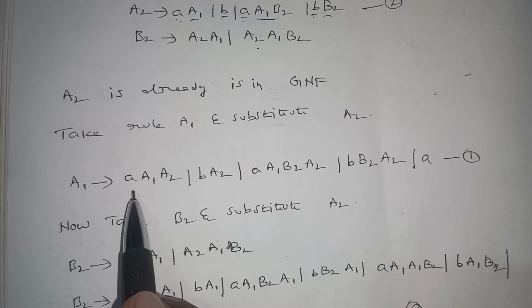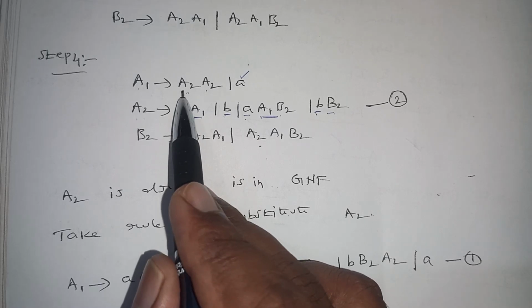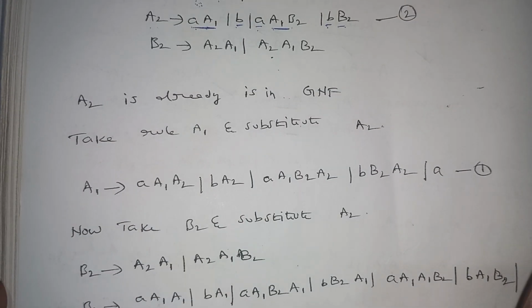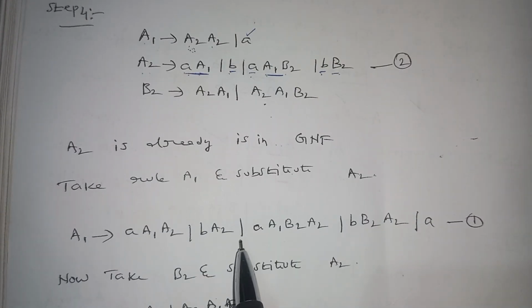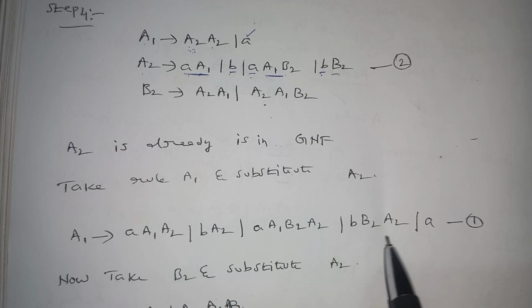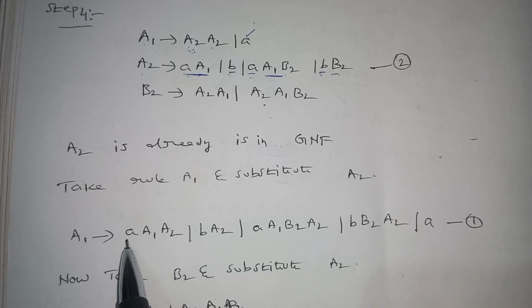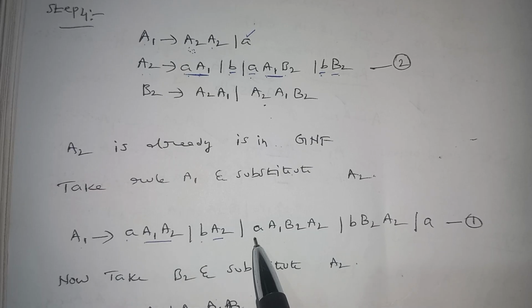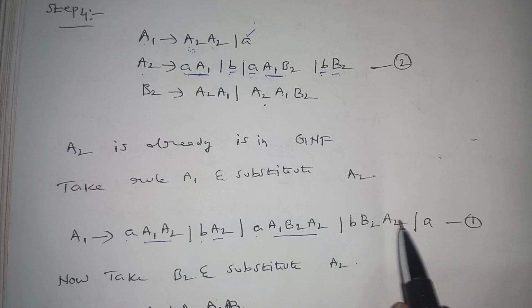A1 tends to a1 a2. That's what I told. So in the place of A2 I am replacing this first one. Then what I am getting, a1 a2. Next what you have to replace, b a2. Again a1 b2, like this. So very simple. Now you check, A1 tends to terminal followed by a set of variables, terminal followed by a set of variables. You check all the rules, this is in the GNF.